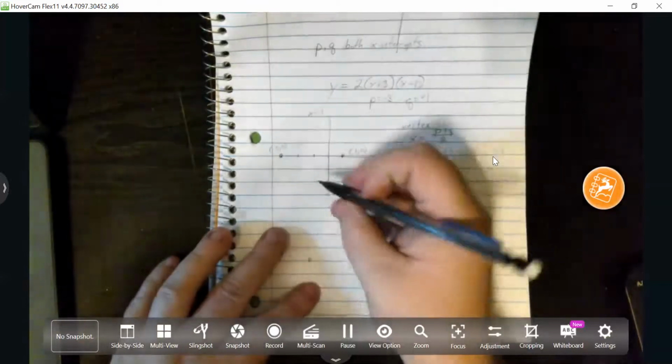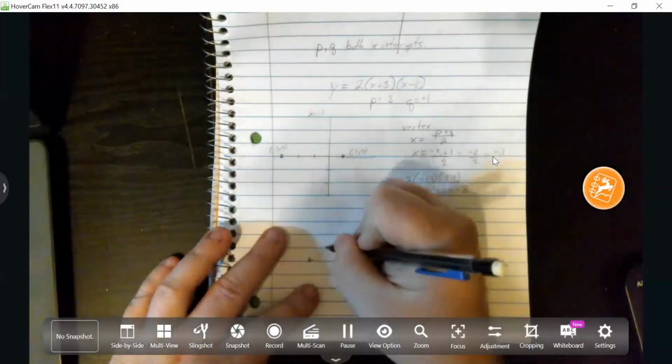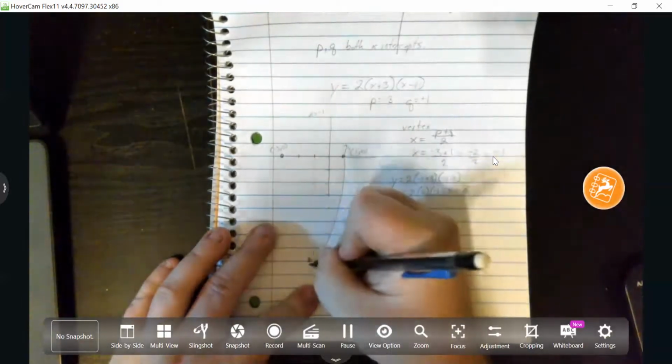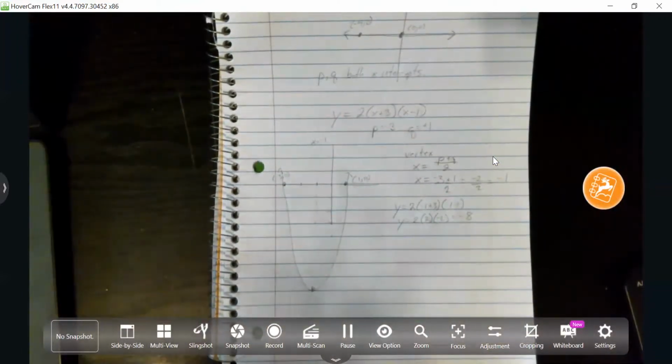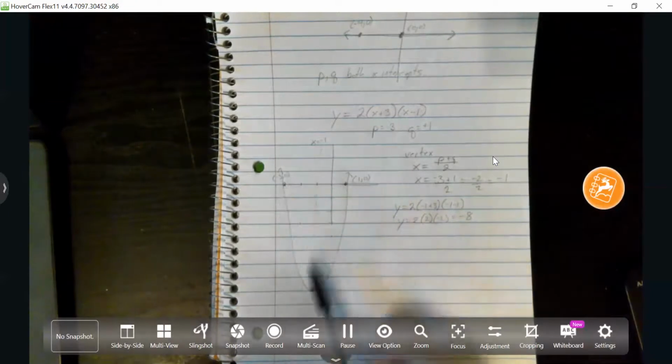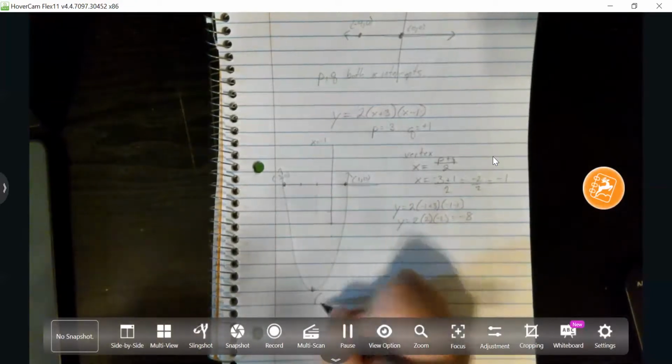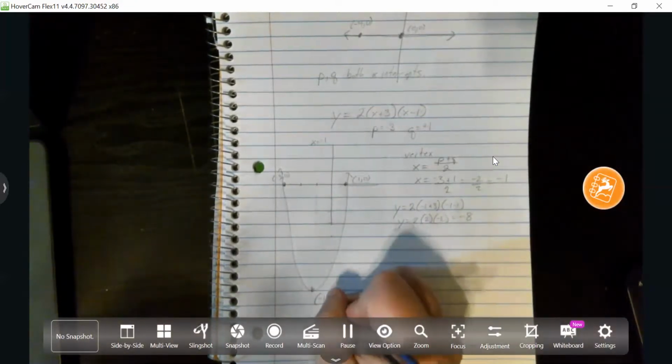So our parabola is going to end up looking something like that. If it is in intercept form, we only need the three points: the two intercepts and the actual vertex. And here our vertex was (-1, -8).